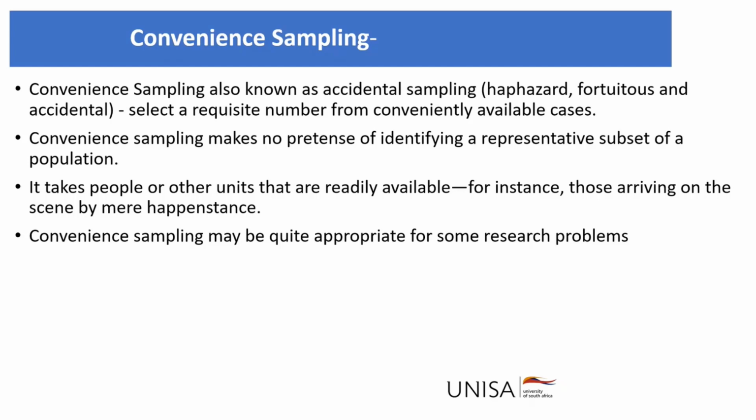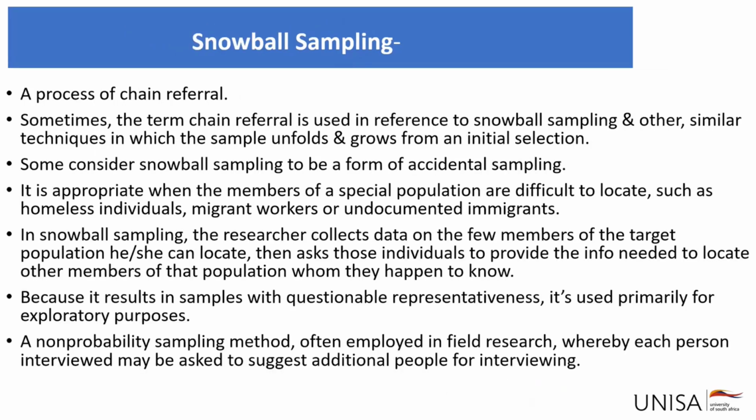So convenience sampling may be quite appropriate for some research problems. Again, convenience is also another non-probability sampling design that may be appropriate for some research problems. So all you have to do is to check what is the problem that you're investigating and whether convenience sampling will be appropriate for that problem or not. Again, ladies and gentlemen, it's not just a question of, oh, I choose this and there's no basis of arguing or providing the rationale.